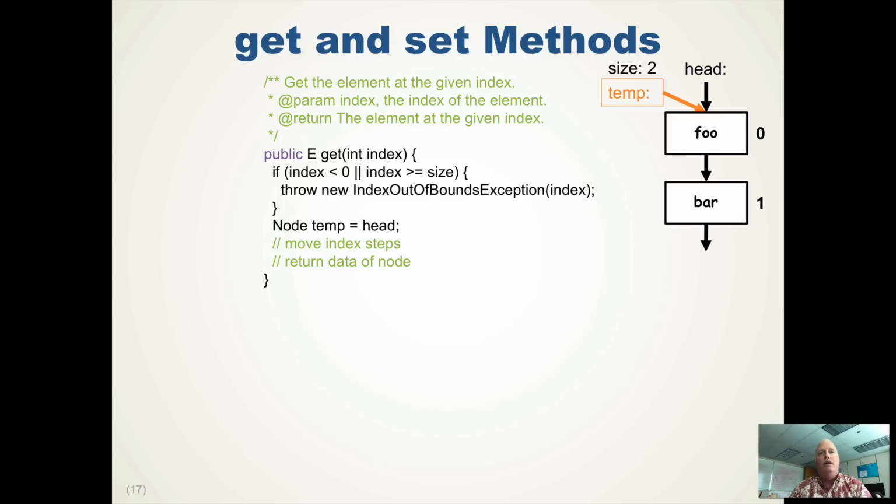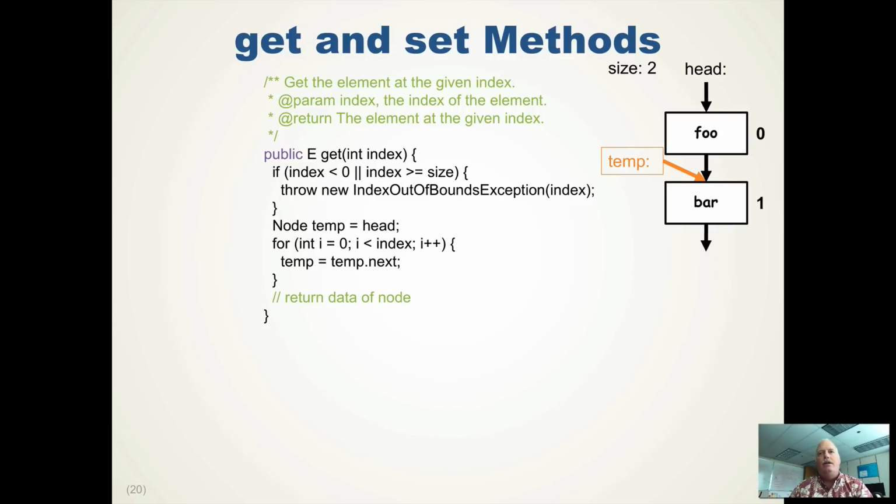So let's start at head. We create a temp as a type node. So it points to the head. We then move index steps forward with a for loop, starting at 0, going to less than index. How do I move temp forward? I say temp equals temp.next. So what that will do is it will move temp to point to temp.next. And now it's pointing at the first thing. And I do that until I get to the index, in this case 1.